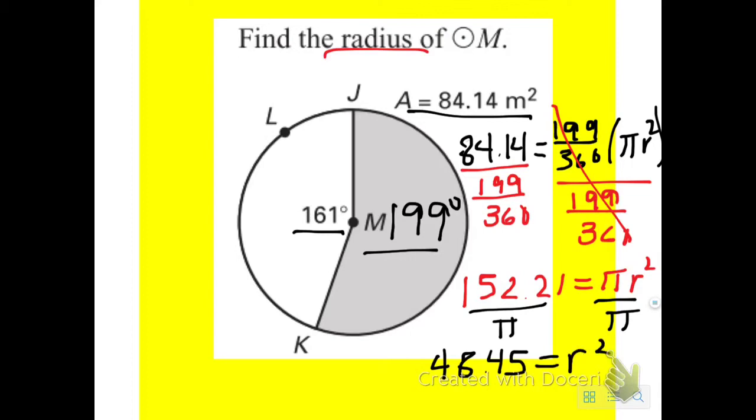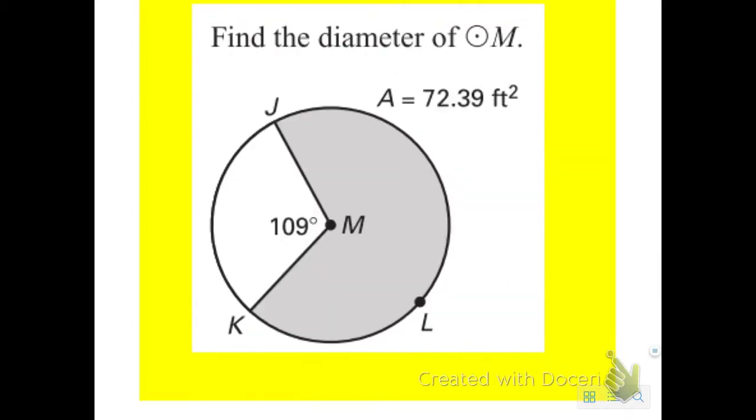I still need to solve for r. To get rid of the square, I need to do the opposite of squaring, which would be taking the square root. So the last thing I need to do is take the square root of 48.45. So r equals 6.96. So that would be my radius. So I know r, that's what I wanted to find. I'm through.